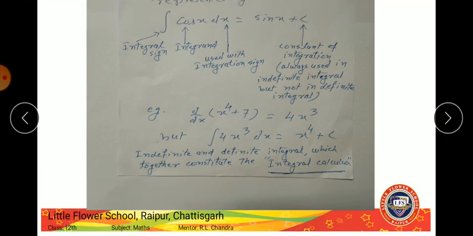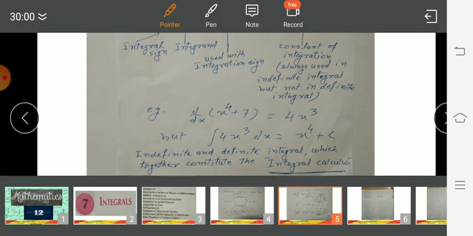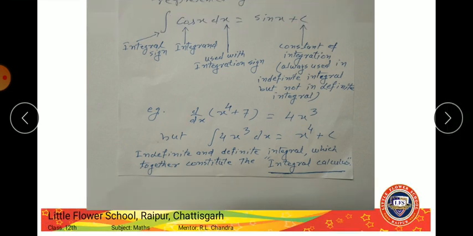Refer this example. We know that d dx of x raised to 4 plus 7 is equal to 4x cube. You know the formula, d dx of x raised to n is equal to n x raised to n minus 1. On basis of this formula, d dx of x raised to 4 plus 7 is equal to 4x cube. But integration 4x cube is equal to x raised to 4 plus c.